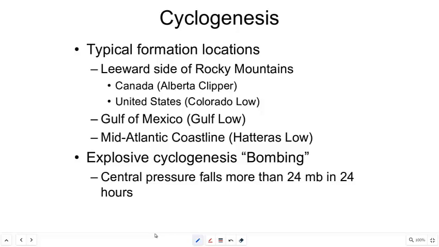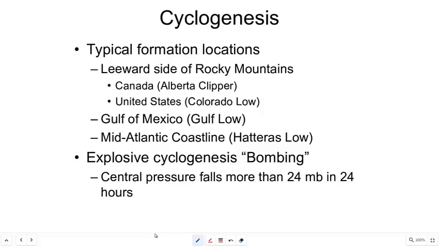We'll take a brief look at the Gulf of Mexico and where a low pressure system can form. The Mid-Atlantic coastline off of North Carolina, Cape Hatteras Low. And then the term bombing. TV meteorologists like to get a little bit excited if they hear this particular term. If the central pressure of a low pressure system is falling rapidly, in this case 24 millibars in a 24-hour period, they'll call it bombing or bombogenesis.